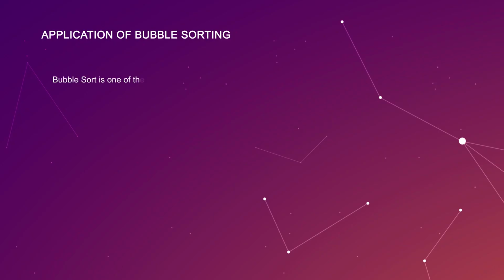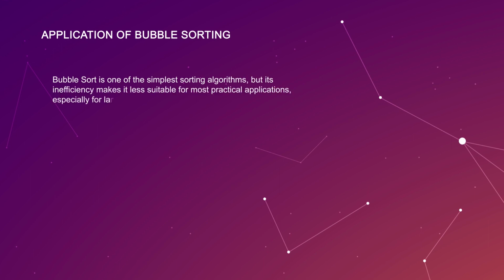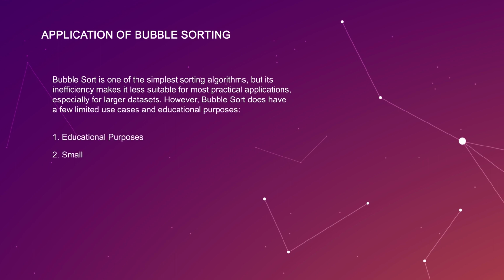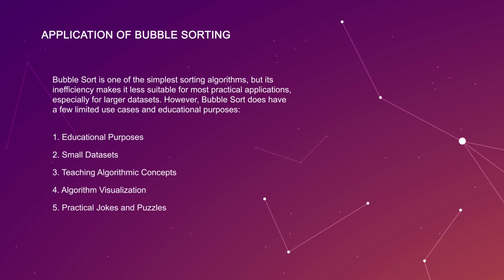Now we will discuss the various applications of bubble sort. Bubble sort is one of the simplest sorting algorithms, but its inefficiency makes it less suitable for most practical applications, especially for larger data sets. However, bubble sort does have a few use cases despite its limitations.